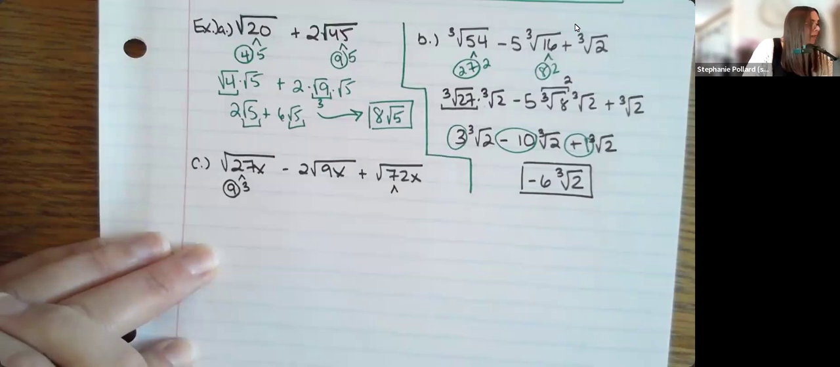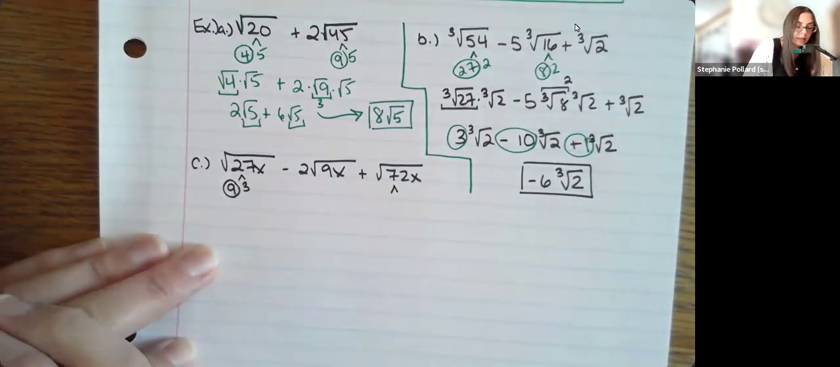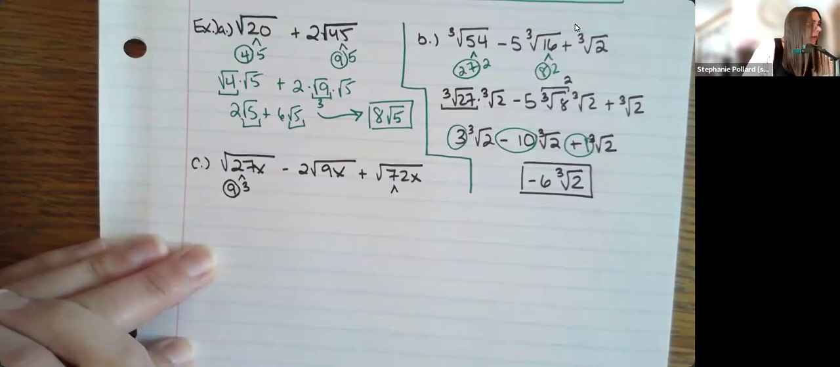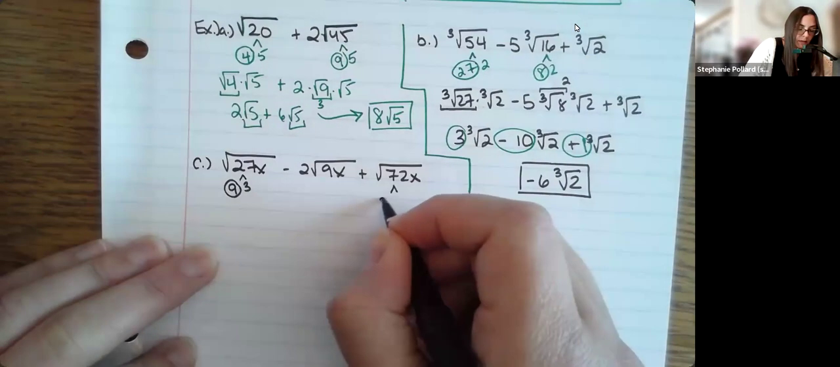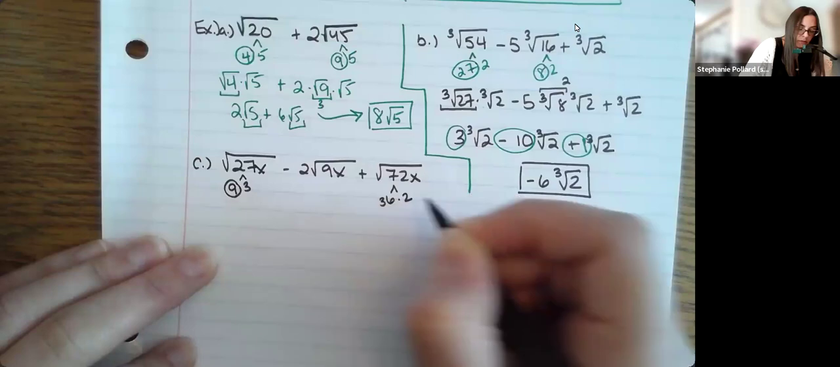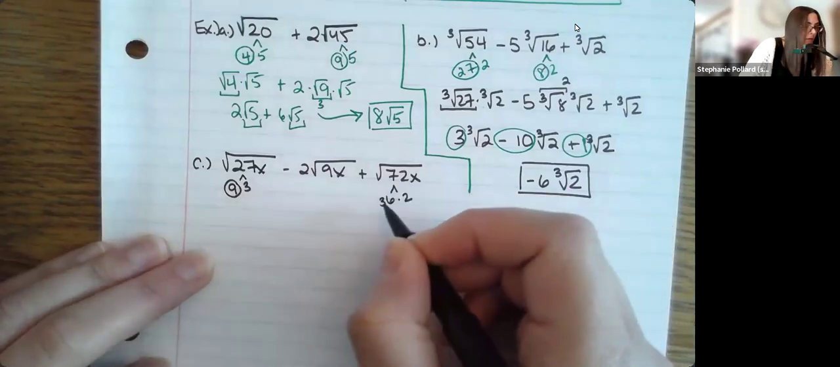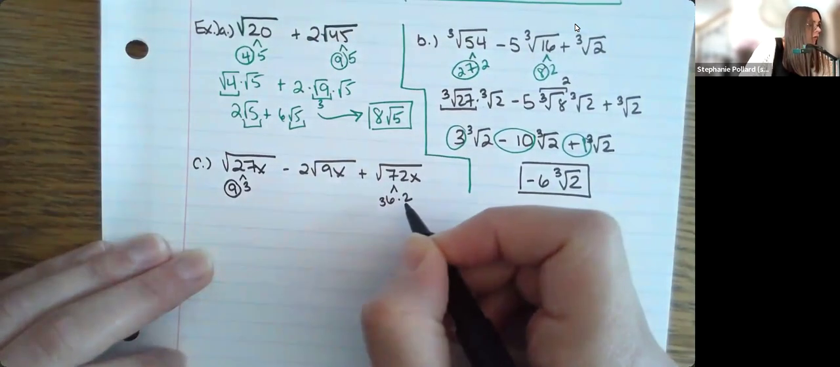And then for 72, that one is a little trickier. And let me think, 36 times 2 here should work.